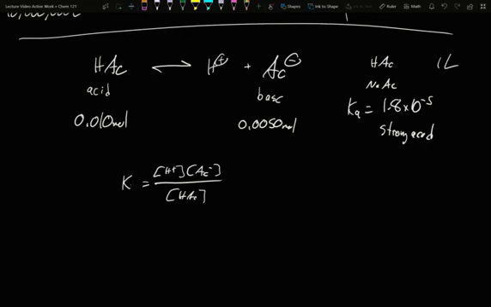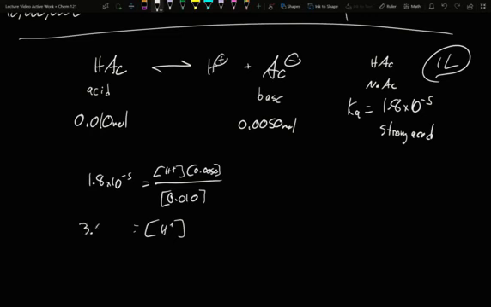I've got Ka as 1.8 times 10 to the minus 5. Our acid, well, it's that many moles in 1 liter, we said, so it is 0.010 molar. Our base, same idea, 0.0050 molar. Rearrange, solve for our H+. We will get 3.6 times 10 to the minus 5.